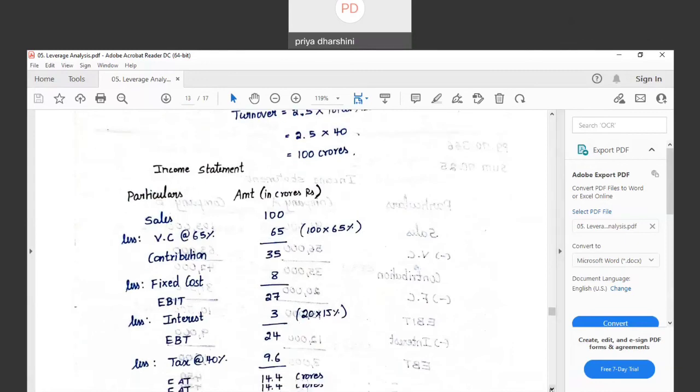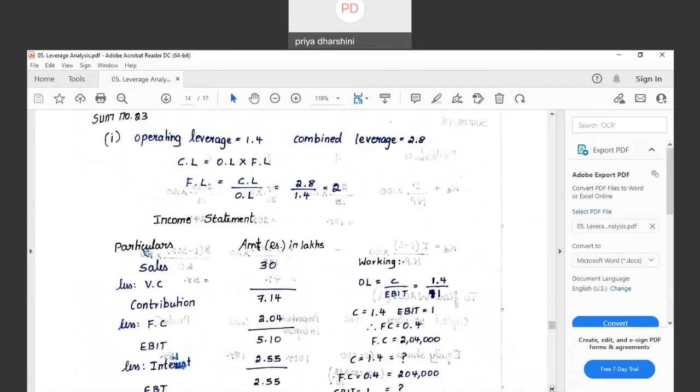Then come to exercise sum number 9. Exercise sum number 9. The following details of T Limited. Today, I hope I will finish this particular study note.